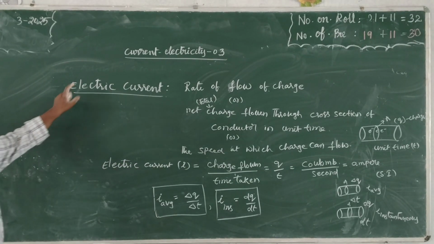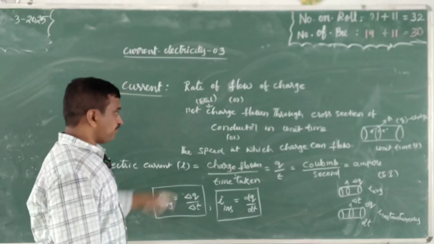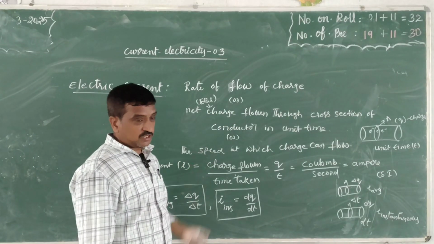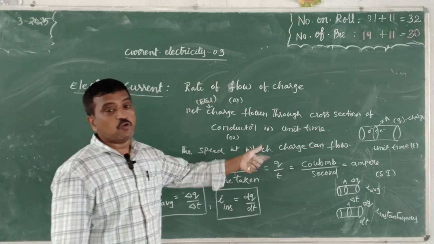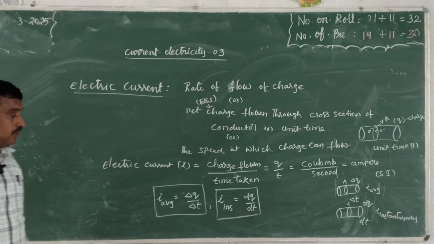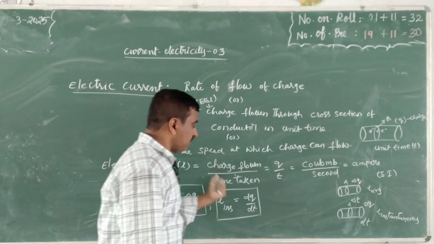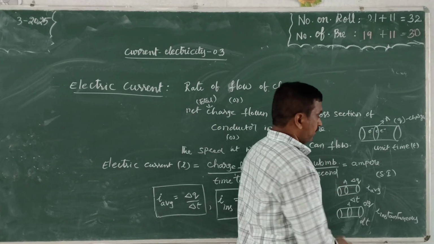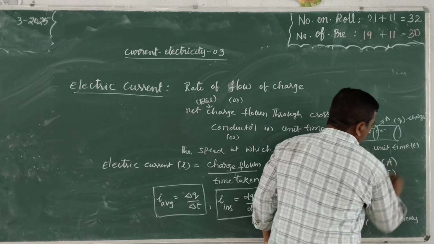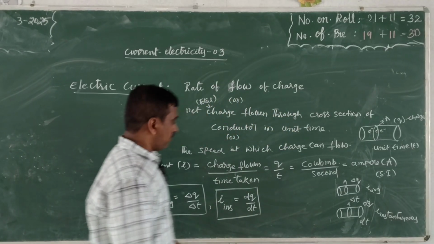See, electric current means the rate of flow of charge, the net charge flowing through the cross section of a conductor, or the speed at which charge can flow. Electric current means charge flown by time taken, q by t. What is the unit? Coulomb per second. We call it ampere. What is the symbol here? A. It is the symbol of electric current.